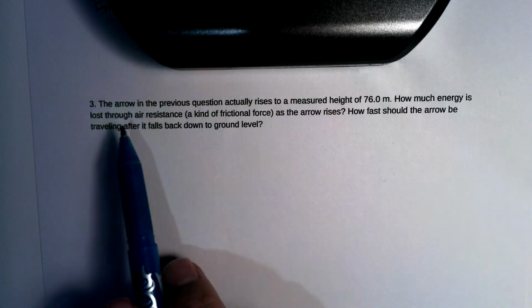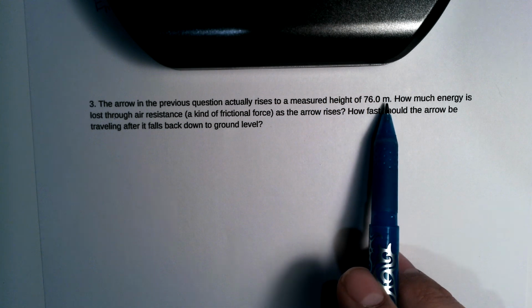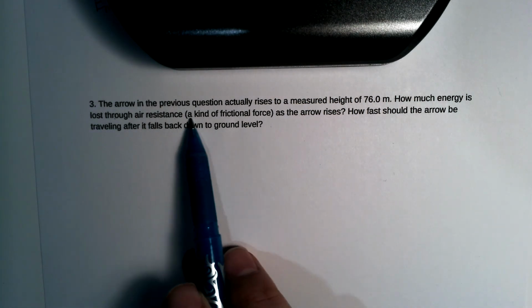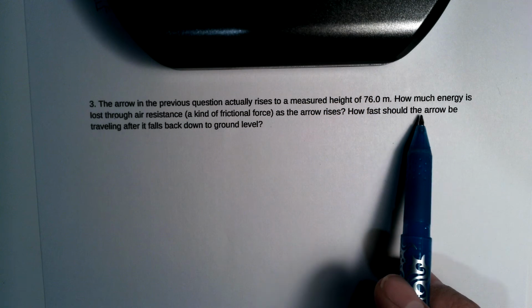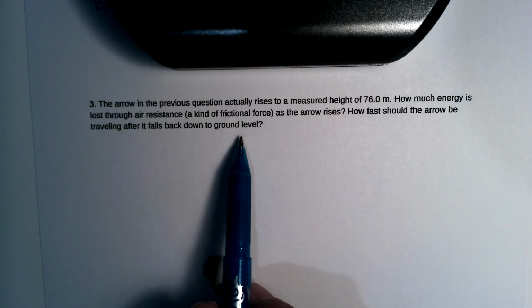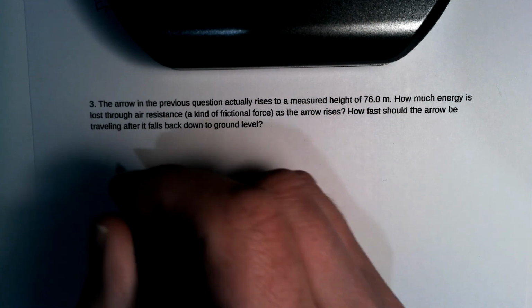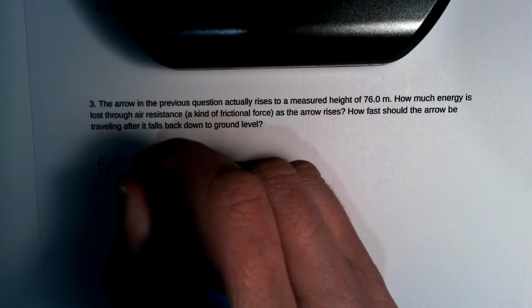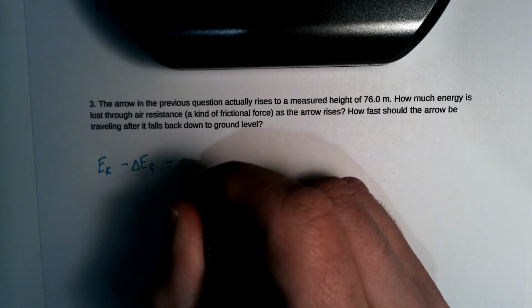Now continue with that. It says here that the arrow in the previous question actually rises to a measured height of 76 meters. How much energy is lost through air resistance? So it's a type of frictional force. As the arrow rises, how fast should the arrow be traveling after it falls back down to ground level? For this one, again, we write down what's initially happening. So our EK minus our change in energy due to friction is equal to our EP.